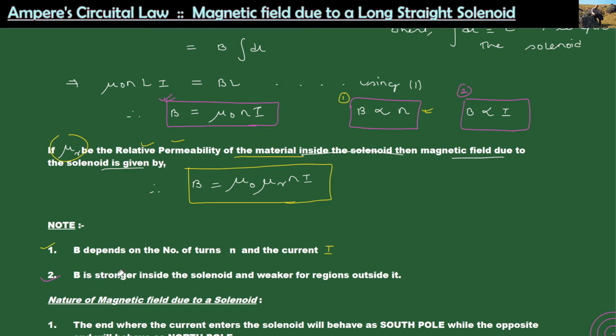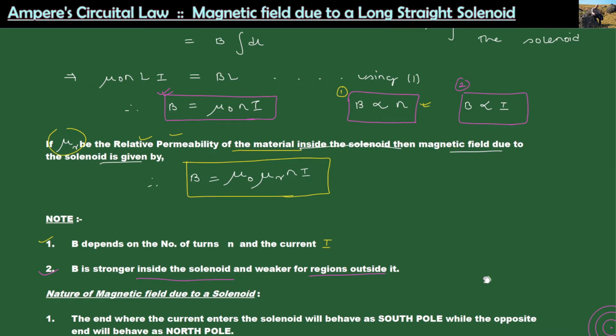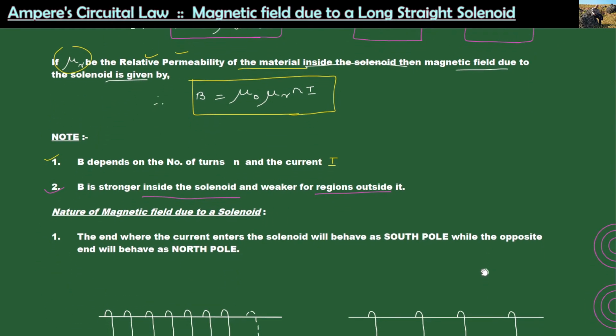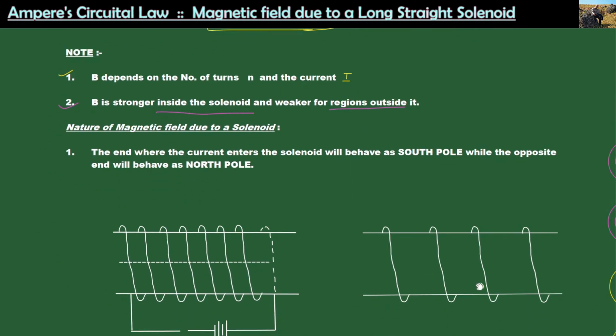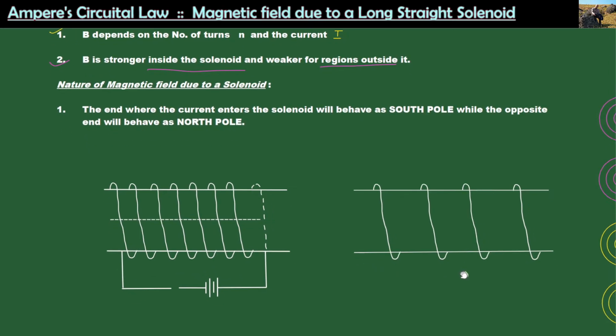So B is stronger inside the solenoid and weaker for regions outside it. I have explained about that. B is stronger for regions inside the solenoid and weaker for regions outside it. And from here we will discuss the nature of the magnetic field due to a solenoid.